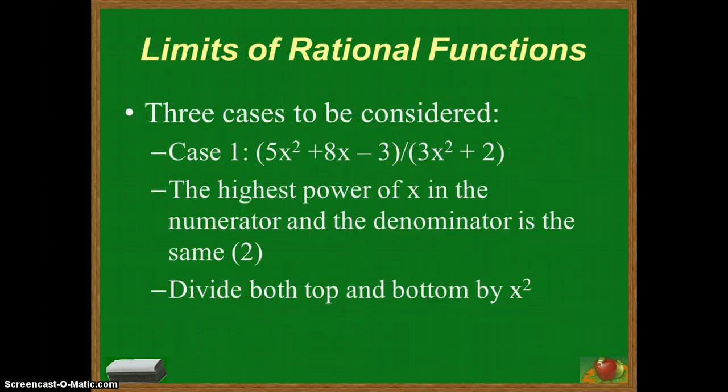Limits of rational functions. Remember, rational functions are two functions divided by one another. Three cases need to be considered. Case 1, 5x squared plus 8x minus 3 divided by the quantity 3x squared plus 2. Notice that the highest power of x in the numerator and the highest power of x in the denominator are the same. This defines case 1. In this case, that power would be 2. The procedure is this. Divide both top and bottom by the highest power of x, or x squared. The next slide will show you the details of what you get when you do that.